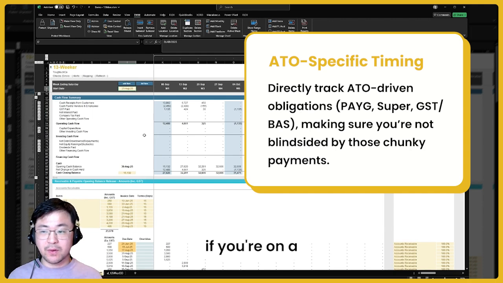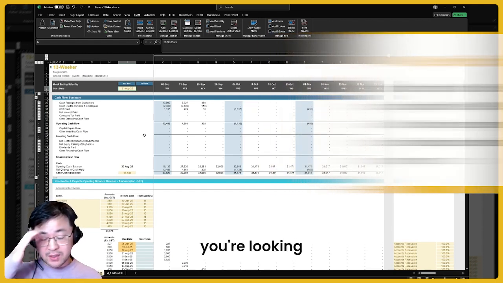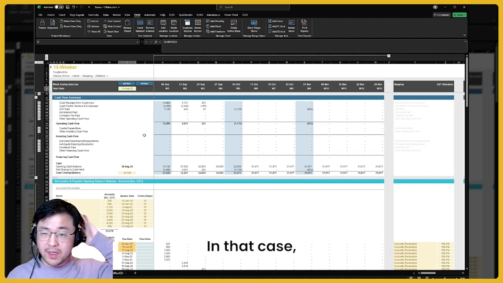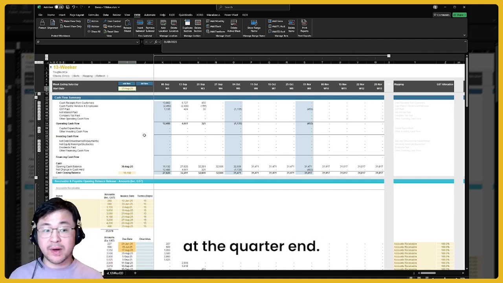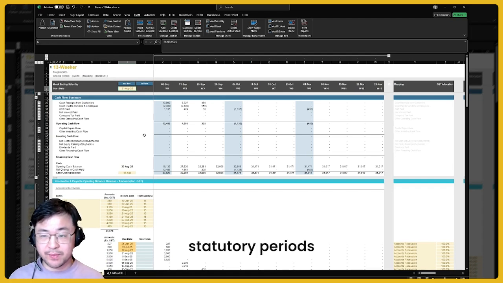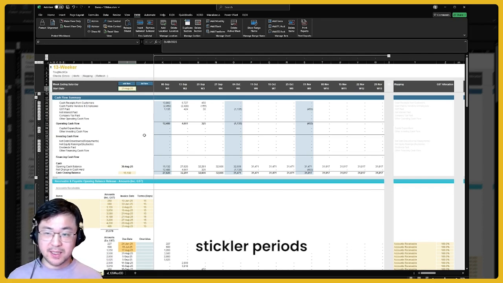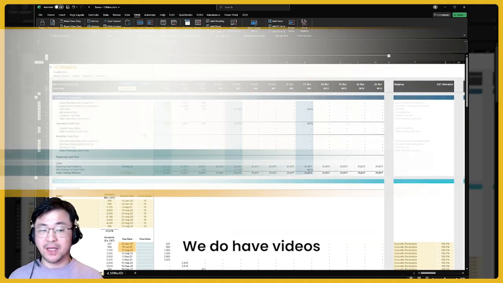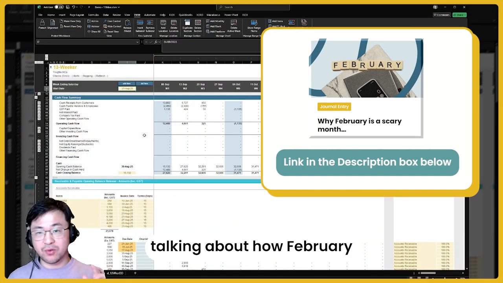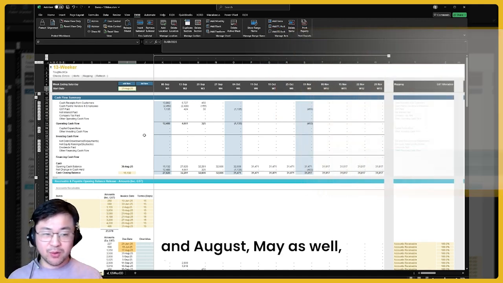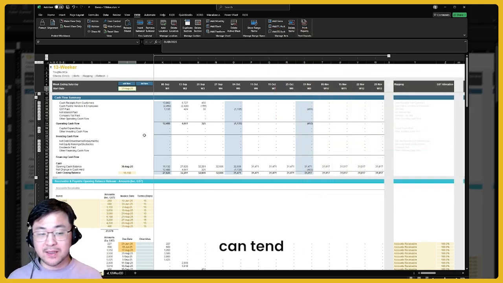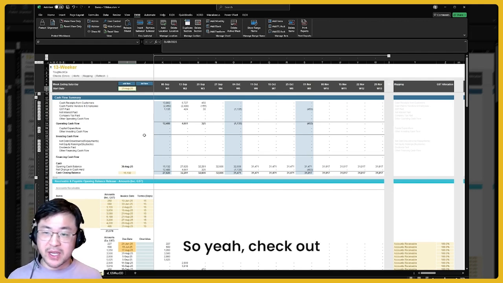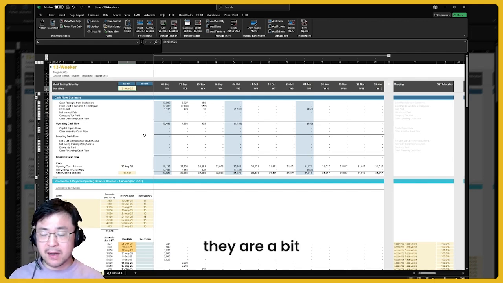In Australia, if you're on a quarterly cycle with a BAS agent, you're looking probably at quarter plus a period or 2 months. In that case, you might be doing it at the quarter end, so you actually capture those statutory periods, because those tend to be the real stickler periods and the real painful periods that cause a lot of distress. We do have videos and blog content talking about how February and August, May as well, can tend to be really painful for small businesses. February is particularly bad, so check out articles about that. But yeah, they are a bit of a cash crunch.